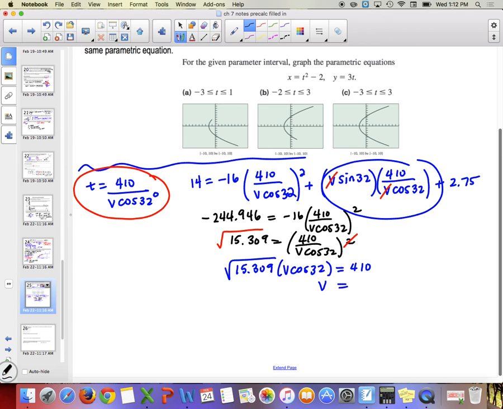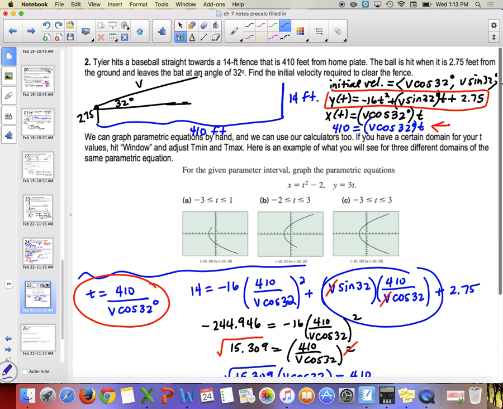So what's his initial velocity required? Did you guys get 123.563 feet per second? Okay, that's about as hard as they get. So when you have to find the initial velocity, it basically is a system of equations. You have v and t that you're solving for. All right, moving on. So this part's easier.